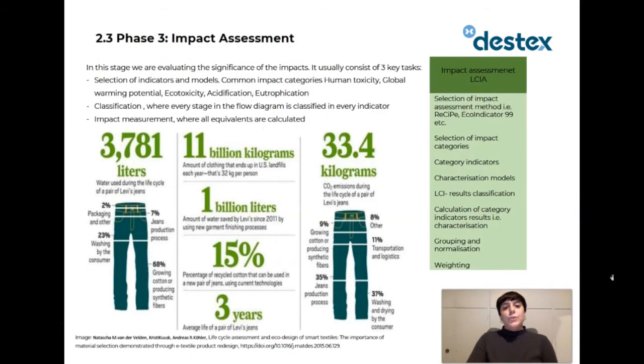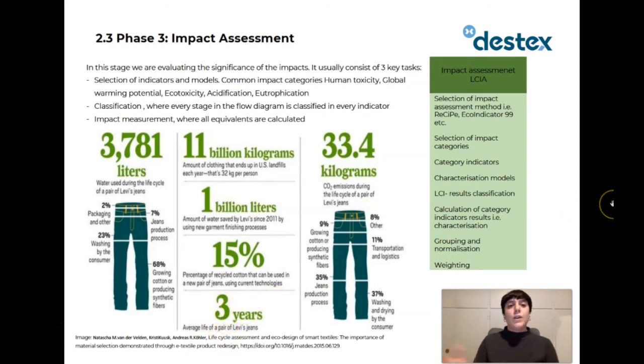It is important to understand phase 3, which is the impact assessment of a garment. For example, for a pair of Levi's jeans, we have here 3,781 liters of water used, while CO2 emissions come to 33.4 kilograms during the life cycle of a pair of Levi's jeans, while the average life of a pair of Levi's jeans is 3 years.